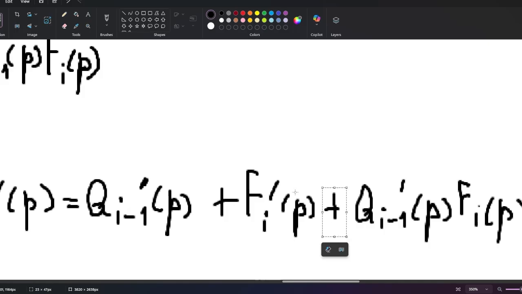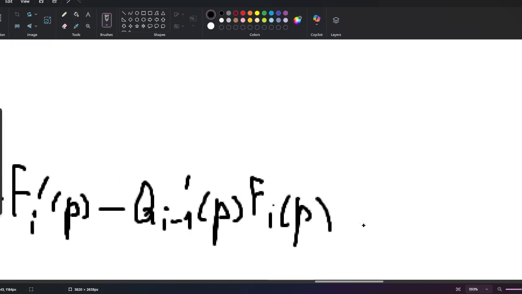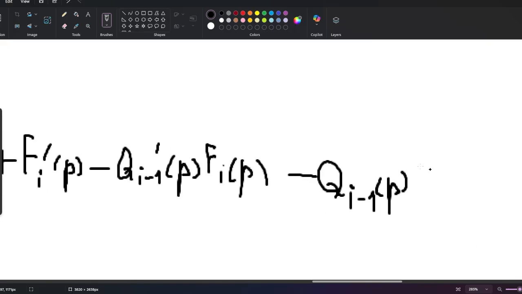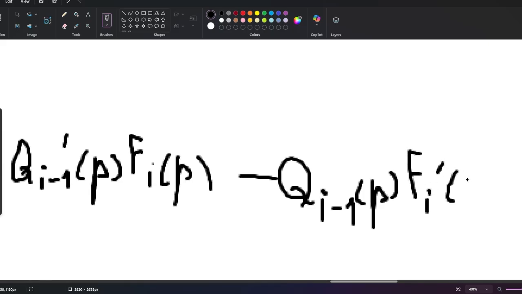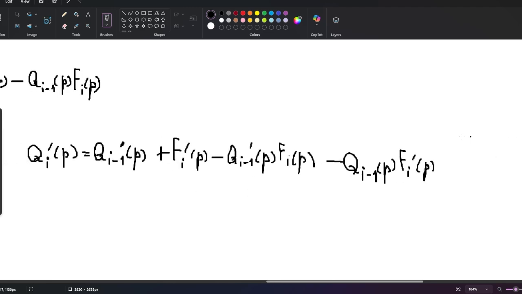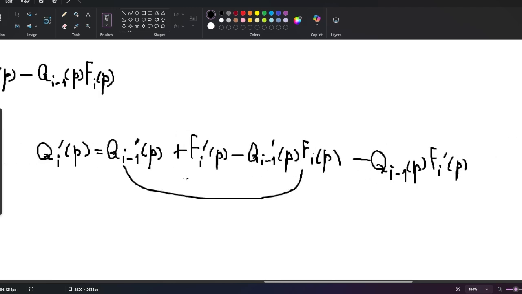Okay, I forgot the minus sign. So minus qi minus 1 of p times fi prime of p. Next we're going to factor it. We're combining this and this, this and this. We're getting the derivative times 1 minus one of those functions, be it qi minus 1 of p or fi of p, right? And those are probability rated functions, so obviously the range is going to be from 0 to 1, so that can be negative.